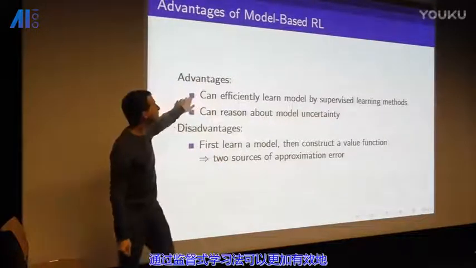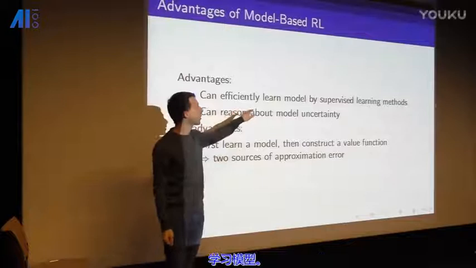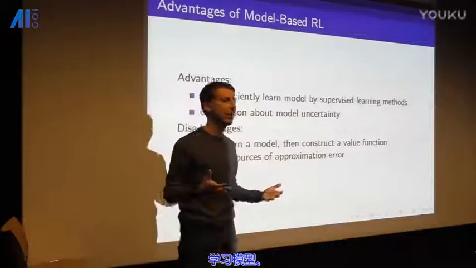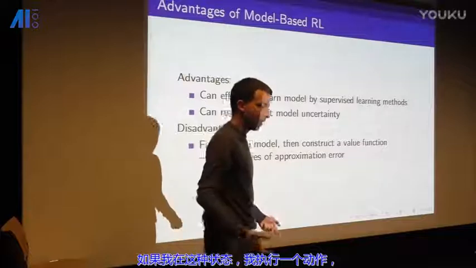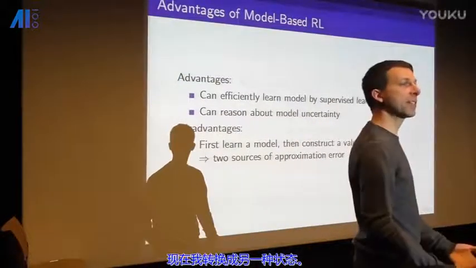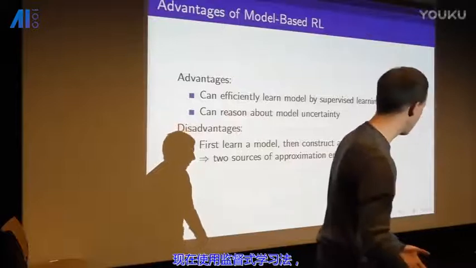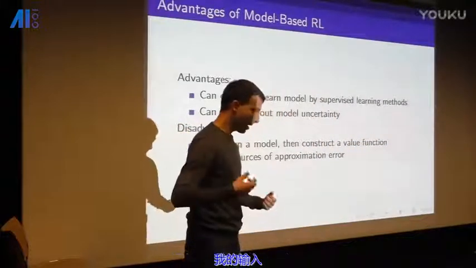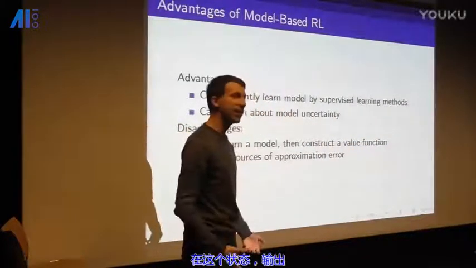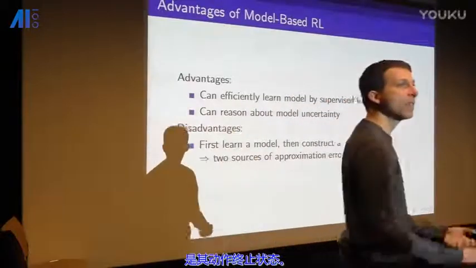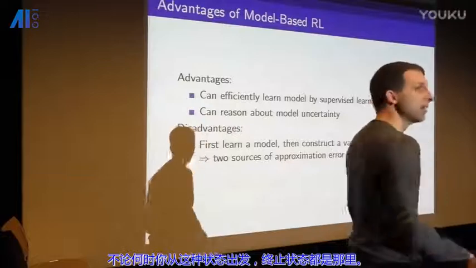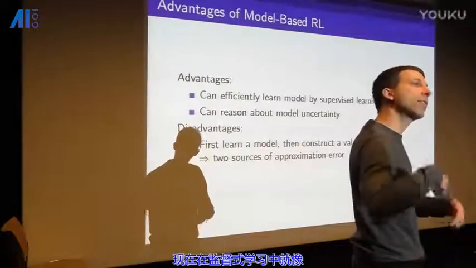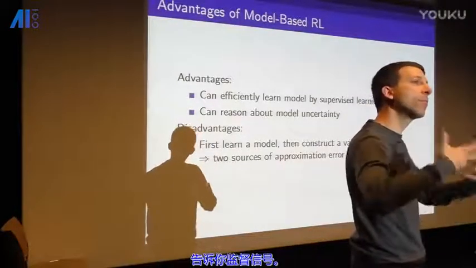In addition, it's also possible to efficiently learn a model by supervised learning methods. One thing which is nice about model learning is, I was in this state, I took a step, and now I'm in another state. So by supervised learning, I can say that the input is being in this state, the output is whatever state I ended up in. It's like there's some teacher saying, whenever you started in that state, you ended up in this state. Now you've got a teacher that tells you the right thing. We've got a supervision signal.